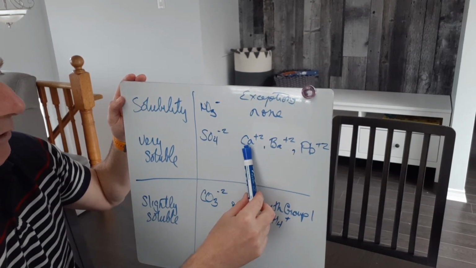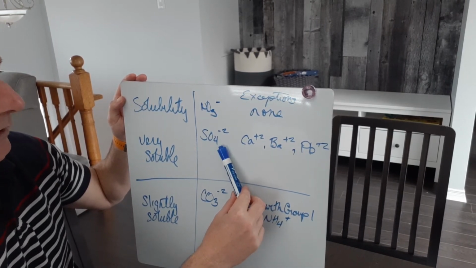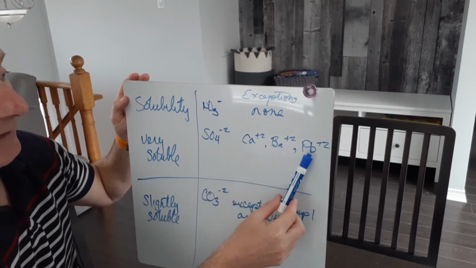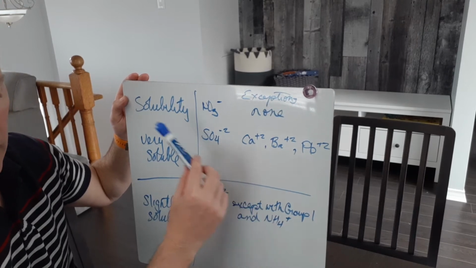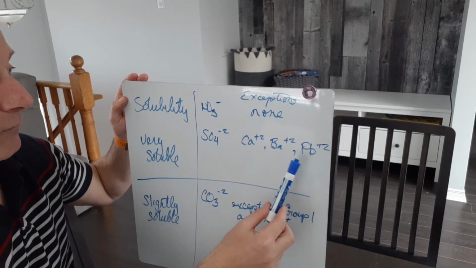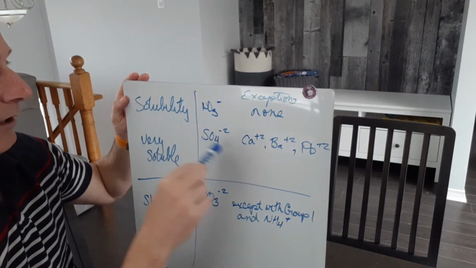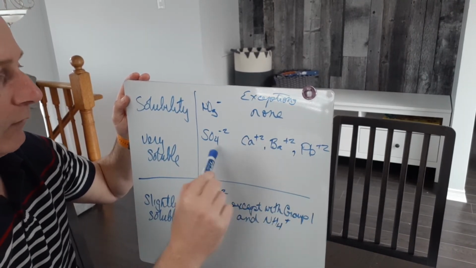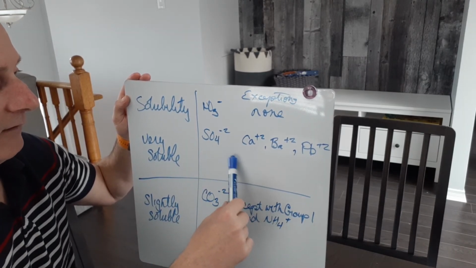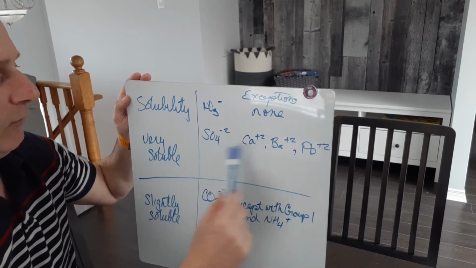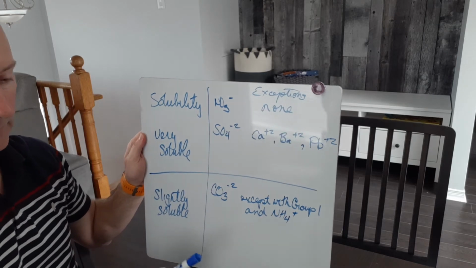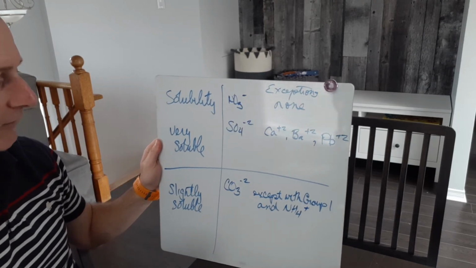But if it's calcium sulfate, that's going to be a solid. If it's barium sulfate, that's going to be a solid. If it's lead 2 sulfate, that's going to be a solid. If it's lead 4 sulfate, that's not one of the exceptions, so lead 4 sulfate would be very soluble. These are the exceptions. Lead 2 sulfate, insoluble, would be a solid on the other side as a product, as opposed to lead 4, which would be aq. I'll do some examples of the actual reactions in a second.